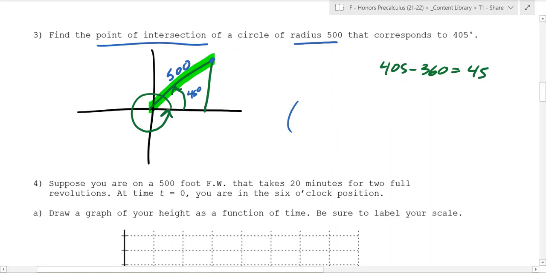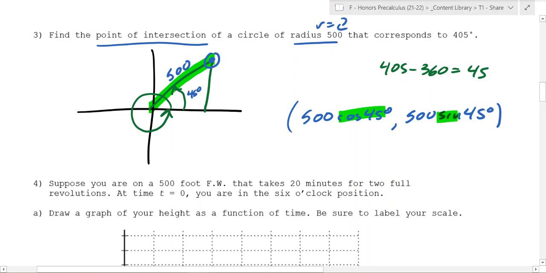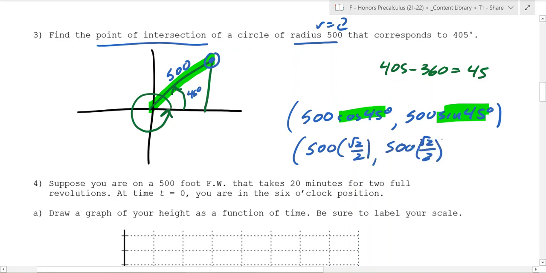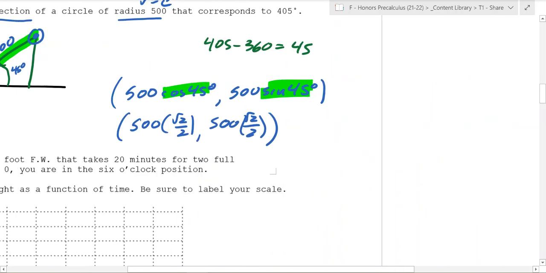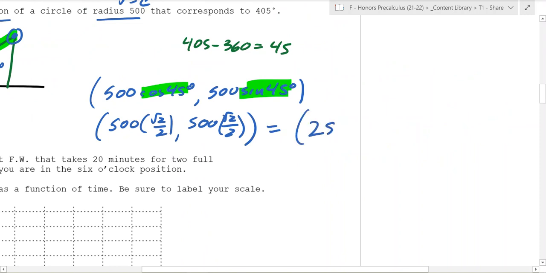So from above, we just know that this coordinate right here is going to be r cosine 45 degrees, 500 cosine 45 degrees, and then it's 500 sine of 45 degrees. And you need to know that both of these right here are root 2 over 2. So the final answer here would be (500 root 2 over 2, 500 root 2 over 2). I like the parentheses right like that. You could simplify it a little bit and make it (250 root 2, 250 root 2).